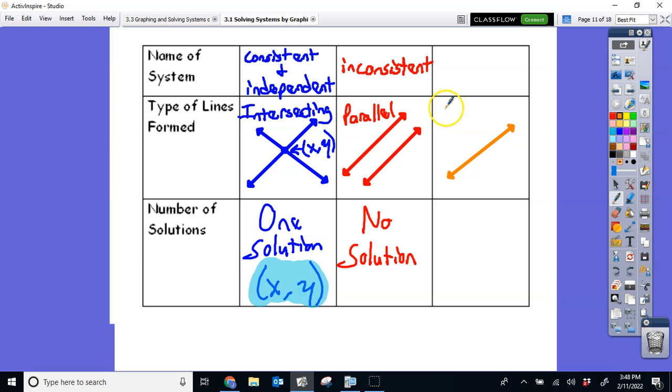One way I've seen people talk about this is calling them the same line. I've also seen people use the word overlapping. Not personally my favorite, but the same line. How many solutions would that be?